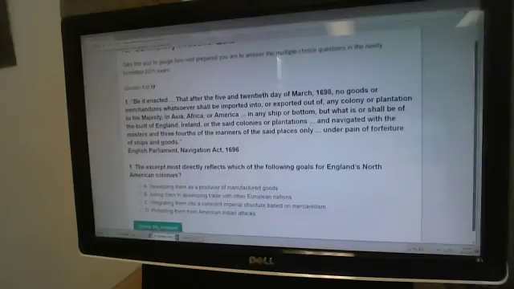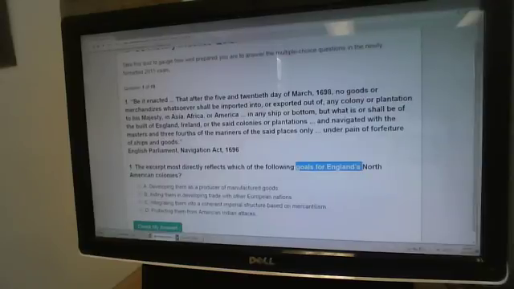So let's take a look at it. The excerpt, again, one of the strategies that I would do if I'm taking time to test, don't read that excerpt first. You read the question, that way you read with a purpose when you read the excerpt. So the excerpt most directly reflects which of the following goals for England's North American colonies. So you're looking at the excerpt, goals for England's North American colonies.